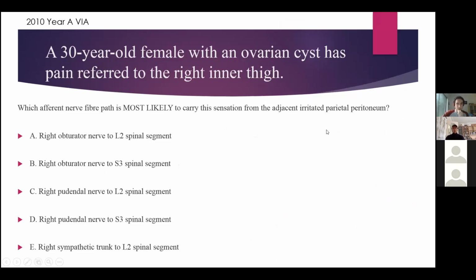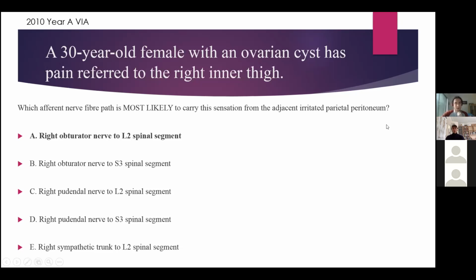Sam, you want to have a go at this one? Yeah, sure. All right. There you go. Female, other, cyst. Thigh. Ooh. A, maybe. I believe that's correct. Yes.